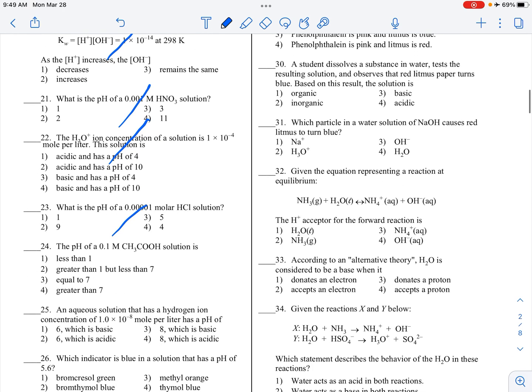The pH of a 0.1 molar CH3COOH solution. Okay, so what the heck is this? Is it on table K? It is. It's called acetic acid. So it's an acid. So the pH of an acid is less than 1, greater than 1 but less than 7, equal to 7. Well, I know that is water. Greater than 7 is base. So less than 1, no, that's not super strong. It's just vinegar. There we go.